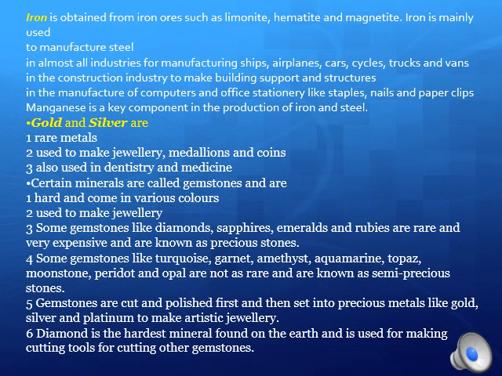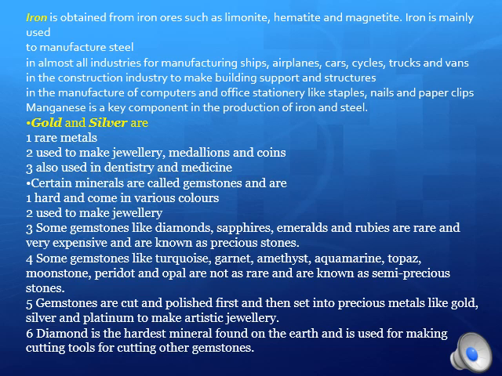Iron is obtained from iron ores such as limonite, hematite, and magnetite. This iron is mainly used to manufacture steel. It is used by almost all industries for manufacturing ships, airplanes, cars, cycles, trucks, and vans. It is also used in the construction industry to make building supports and structures, and in the manufacture of computers and office stationery like staples, nails, and paper clips. Manganese is a key component in the production of iron and steel.